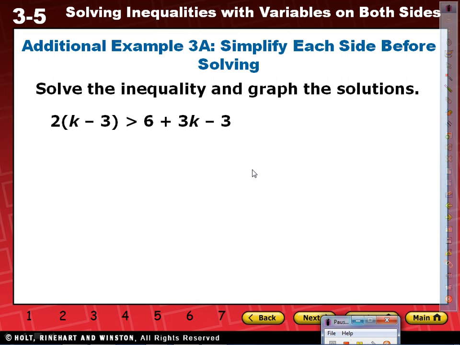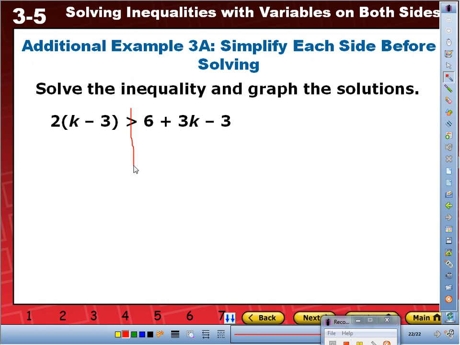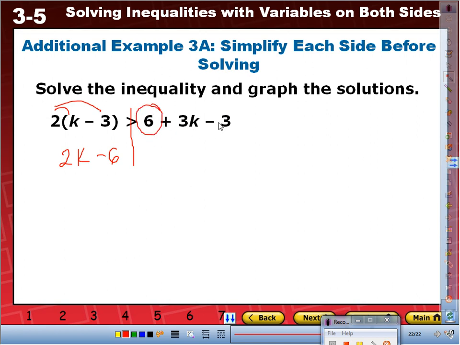All right, focus, please. Let's do this one together. Write down the inequality symbol. Step 1, simplify. Can we simplify the left side? Yes, we distribute. That becomes 2k minus 6. Can I simplify any more on that side? No. Let's go to the next side. Can I simplify the other side? Yes, combine like terms. We got the 6 and the negative 3. So I bring this down. This is 3k. What is 6 minus 3? 3, and it's a positive.